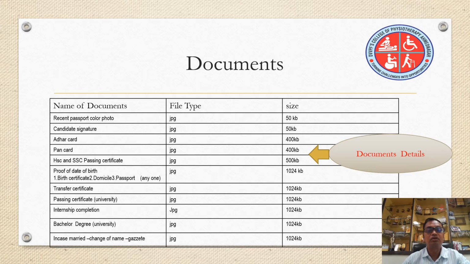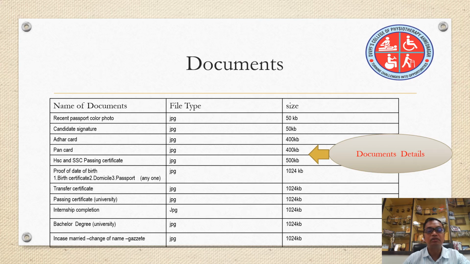Transfer certificate issued by the college should be in JPG format, 1024 KB. The passing certificate issued by the university should also be 1024 KB, in JPG format. Internship completion certificate, nowadays issued as per the new direction of MHS, is issued by our college institute, and should also be in JPG format, 1024 KB.